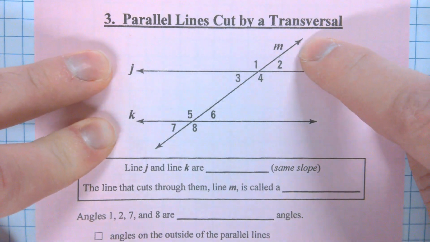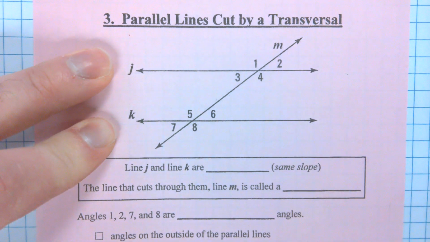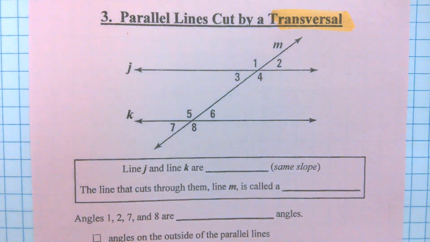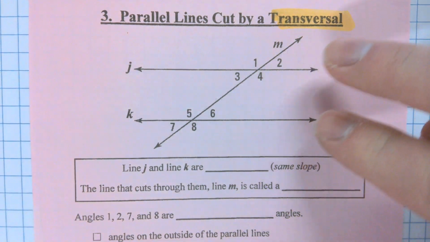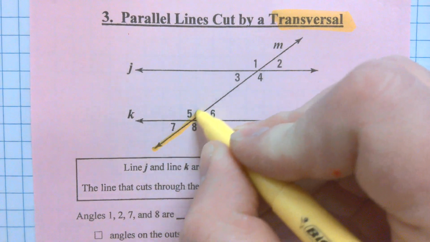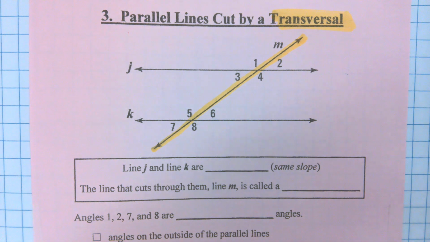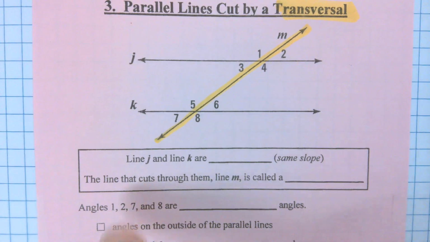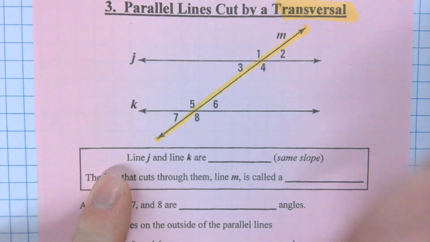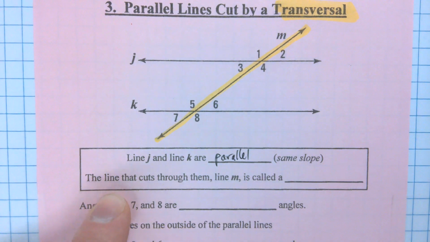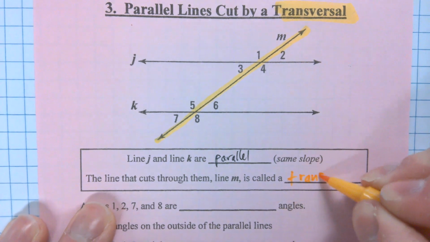What do we think we can call this line M then? Line M is a transversal. J and K are parallel lines that are being sliced down the middle by a transversal. I don't think you have highlighters, but that's okay. We're going to get some markers in a second. So line M is a transversal. We can write this in. Lines J and K are parallel. The line that cuts through them, line M, is a transversal.